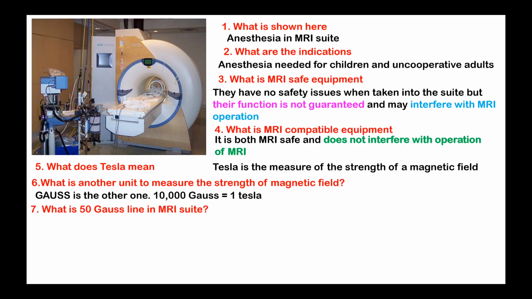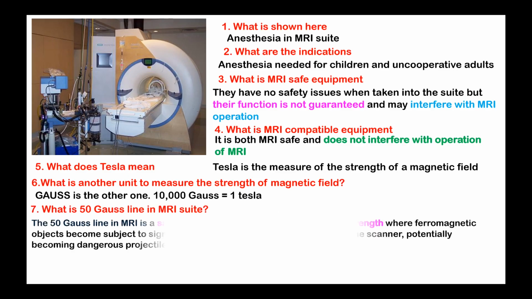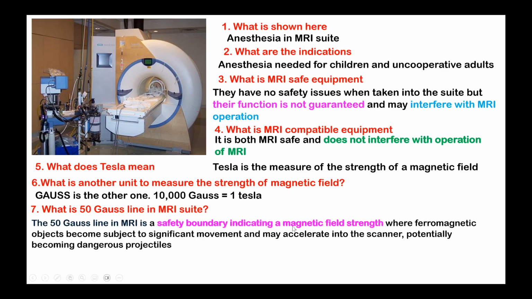We have all gone into an MRI room and seen this safety boundary. It indicates a magnetic field strength where ferromagnetic objects become subject to significant movement. They may accelerate into the scanner, potentially becoming dangerous projectiles. So, any ferromagnetic object should not cross this line and go near the scanner. It will be attracted by the magnetic field and fly like a projectile, like a bullet, and cause damage.